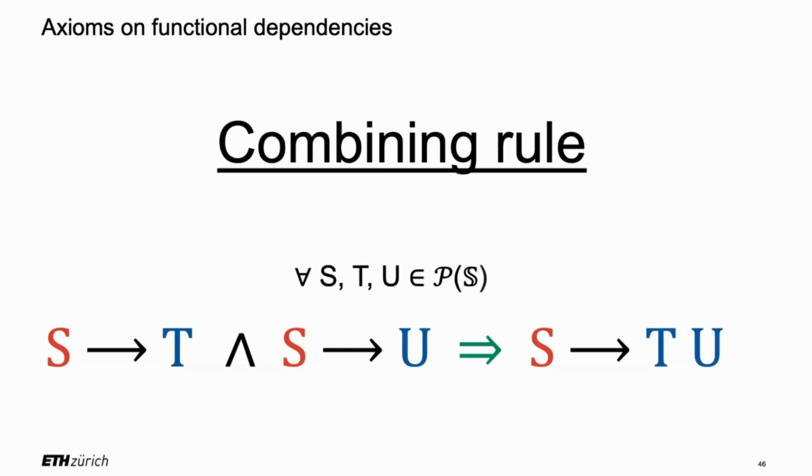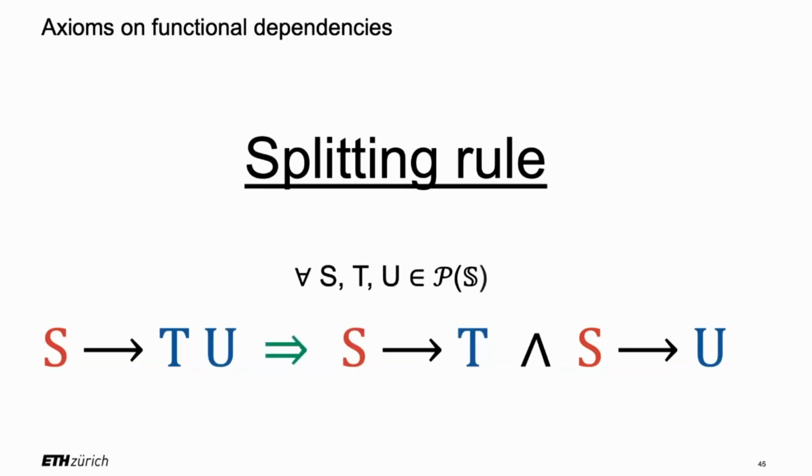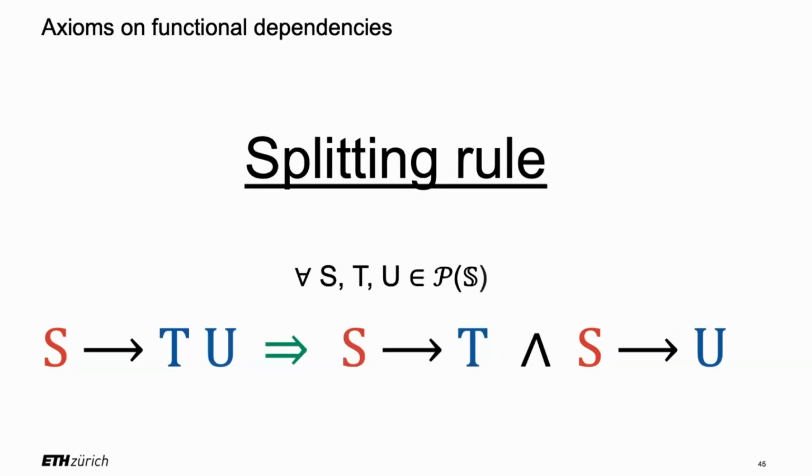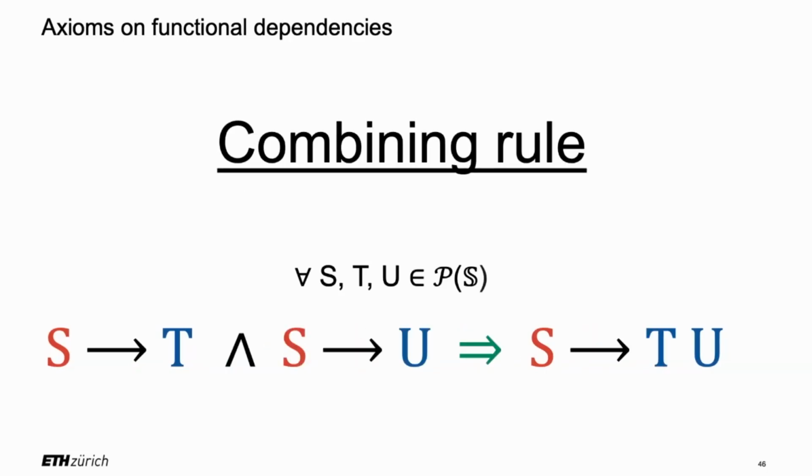It has an inverse. Well, let's call it an inverse. It's just the other way around. Do you agree that if knowing S, you know T, and knowing S, you know U, then knowing S, you know T and U, right? Perfectly reasonable too, right? Does everybody agree? Yeah, okay. So this is the combining rule, and this is the splitting rule. It's just the other way around.